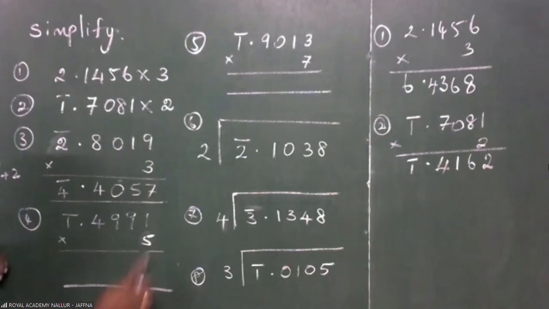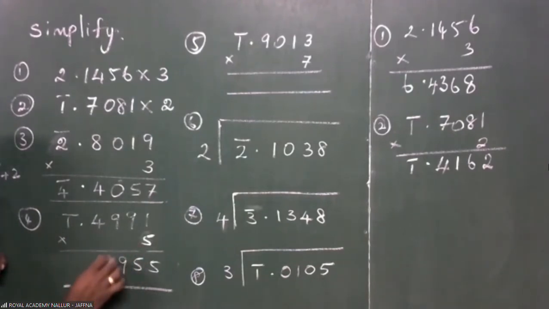Next one. 5 into 1, 5. 5 into 9, 45, 4 remaining. 5 into 9, 45 plus 4, 49, again 4 remaining. 5 into 4, 20 plus 4, 24, 2 remaining, that's plus 2. 5 into bar 1 is bar 5, but 2 remains. Bar 5 plus 2 is bar 3. That's the answer for question number 4.